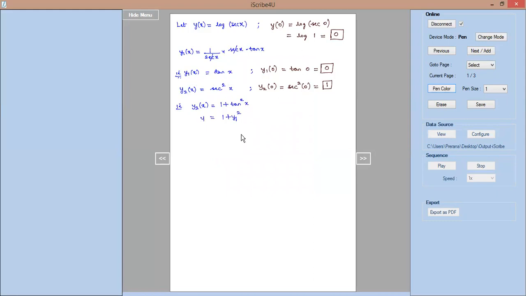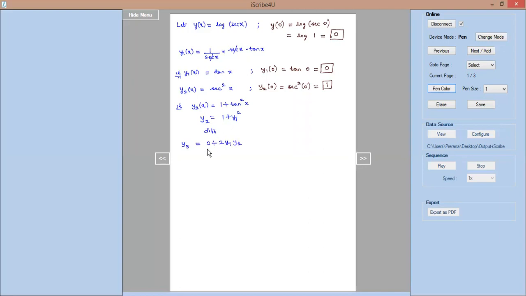So we have a simple expression for y2. y2 is written as 1 plus y1 square, so that now we can differentiate with respect to x to obtain y3. So y3 is equal to differentiation of a constant 1, which is 0, plus differentiation of y1 square, which is 2y1 into y2. I'll repeat the differentiation.